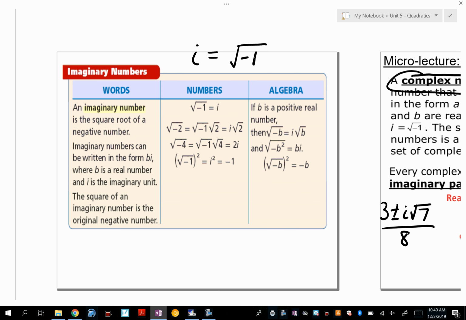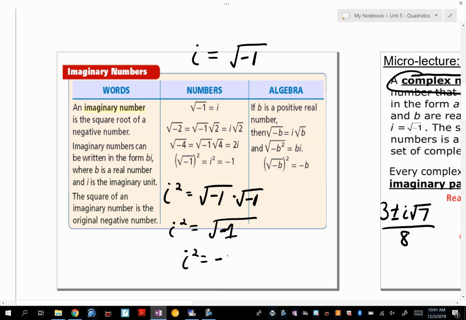Why does it say I squared? We're going to use I squared when we do complex number operations. If I have I squared, that would be the square root of negative 1 times the square root of negative 1, so there's two of them. What's negative 1 times negative 1? Positive 1. But when we put them together, I squared is the same as negative 1.